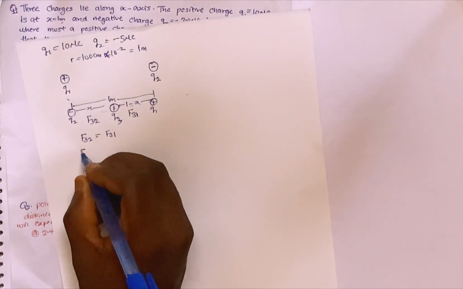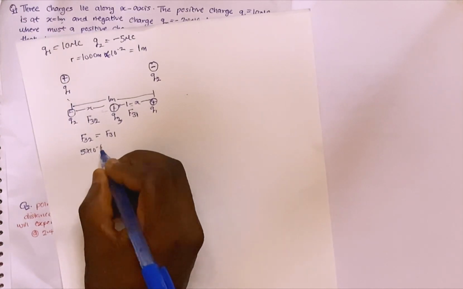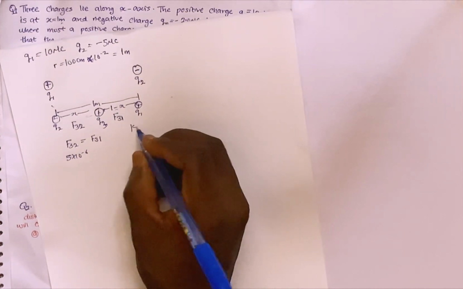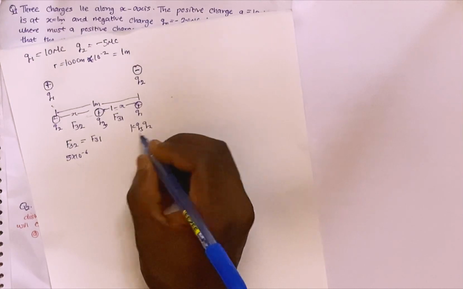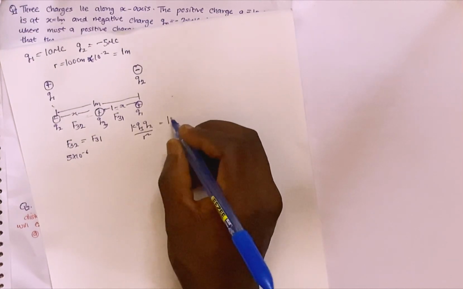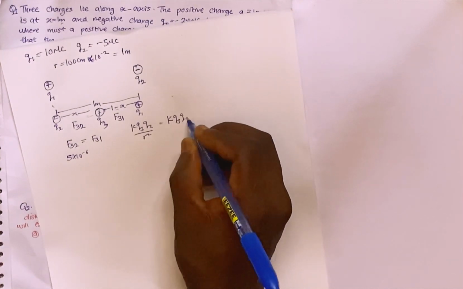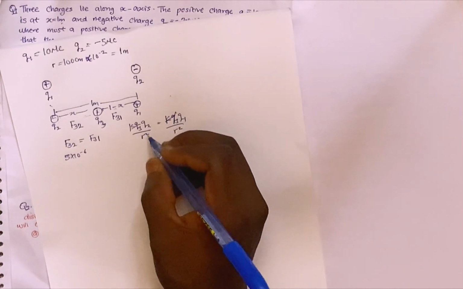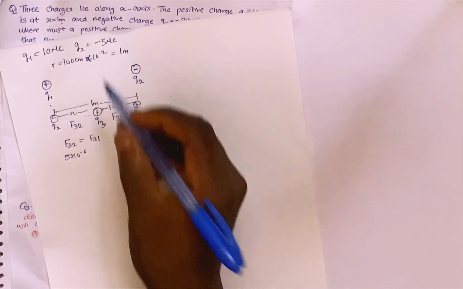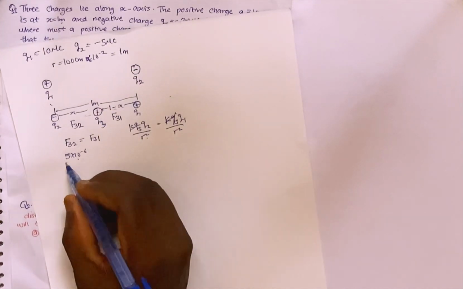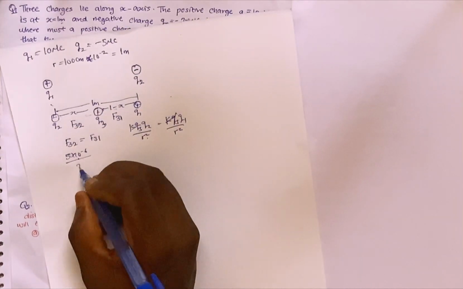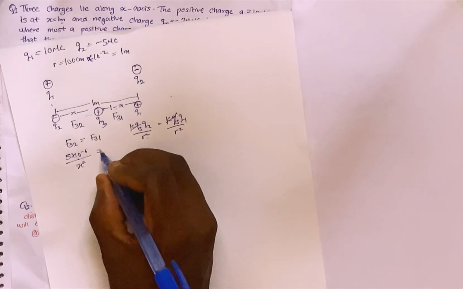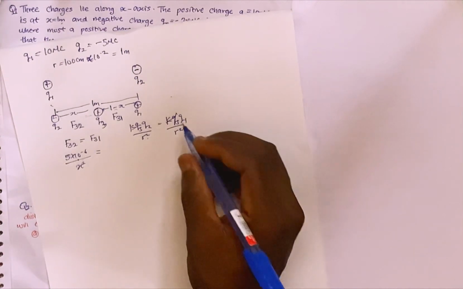So I'm going to have 5 multiplied by 10 to the power minus 6, which is my Q2. KQ3Q2 divided by r squared equals KQ3Q1 over r squared. So here I'm going to have these two cancel out. I'm going to have Q2 over r squared. What's my Q2? My Q2 is 5, that's why I put 5 here, divided by r squared, the distance between this, that's x squared, equal to your F31.